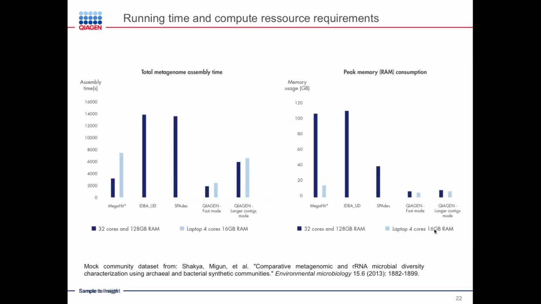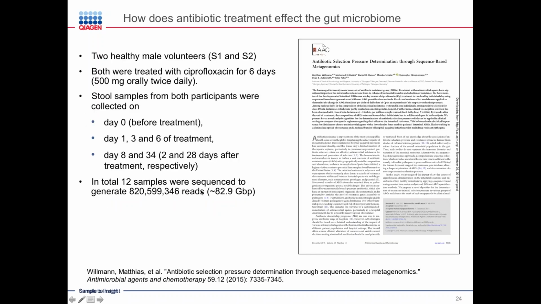And then this slide is just summarizing compute resource requirements for the metagenome assembler, and what you can see here is that our metagenome assembler basically runs on a laptop on any data set that you give it, which is not the case for the competitors, and it also runs reasonably fast, as you can see here. Good. So that's all fine.